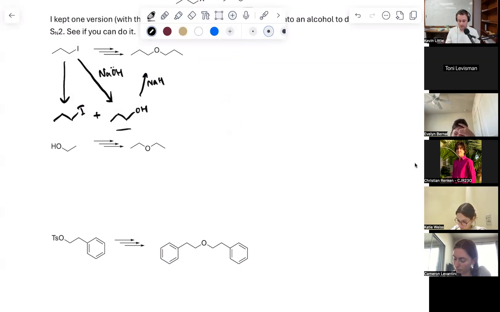All right, so for the second one, the roles have flipped, right? I have my oxygen nucleophile, I have my alcohol, but what I don't have is my electrophile. I don't have my thing with a leaving group. So I'm going to keep the alcohol the same.